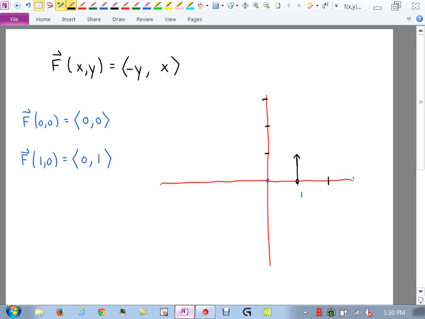Y'all buy this? Y'all understand this? So at that point, there's a vector. Now let's go out one more. Let's go to f of 2, 0. What's happening there? We get a vector 0, 2. So that means at the point 2, 0, which is out there, I have a vector that points straight up again, but how long is it? It's 2, so it has a length of 2.